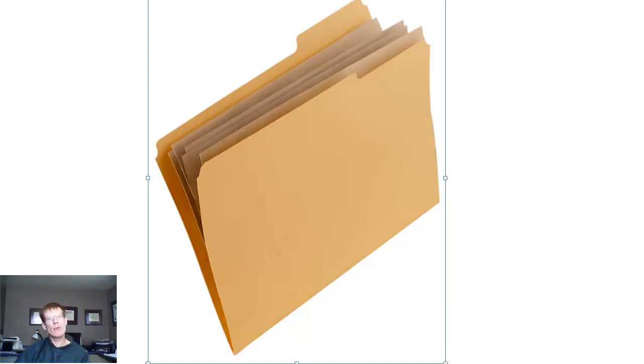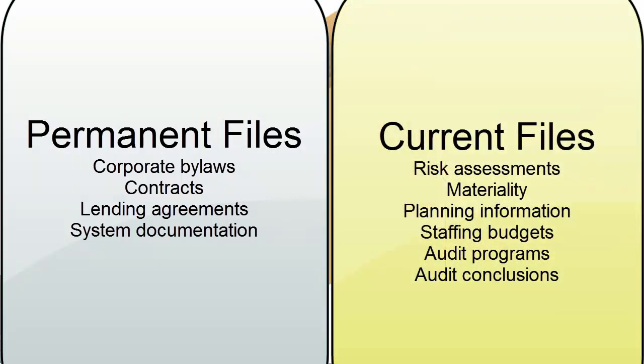Different firms organize their files using varying formats, but they all have the same logical consistency. Files may be documented electronically or in paper form. Permanent files maintain information that has pertinence from year to year. Things like corporate bylaws, long-term contracts, lending agreements, and systems documentation. Current files maintain all the working papers supporting the current period. And these files will include risk assessments and materiality, planning information such as the staffing plans and budgets, and the audit programs, audit evidence, and audit conclusions.